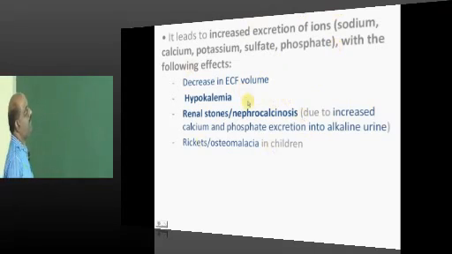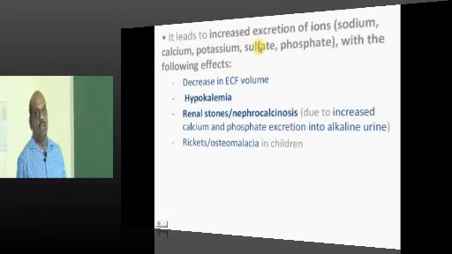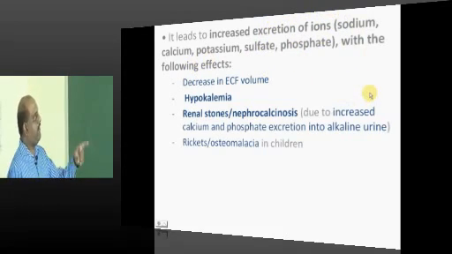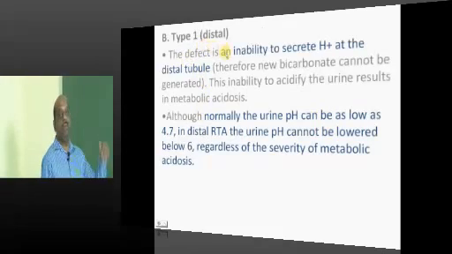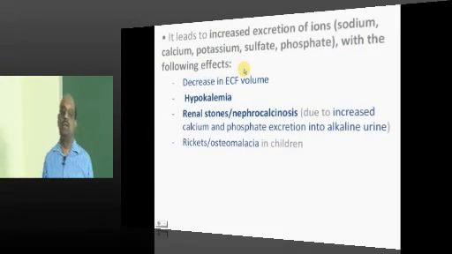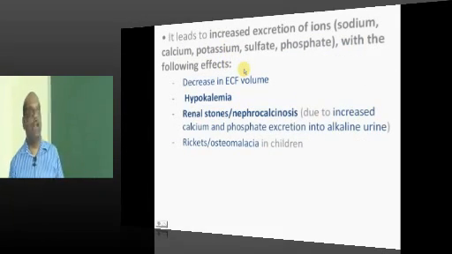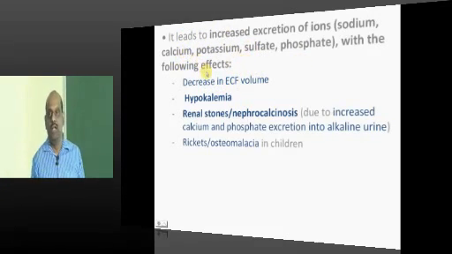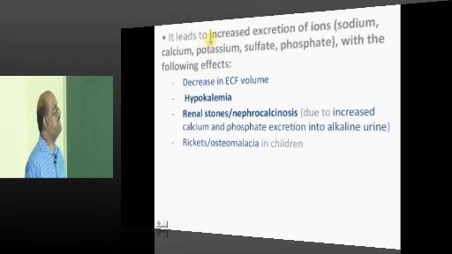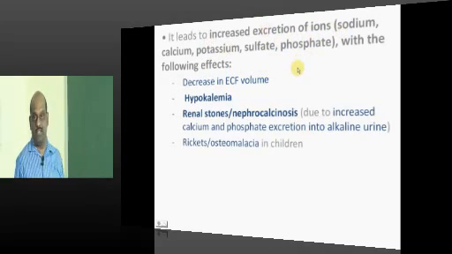Then what else will happen? There is an increase in loss of sodium, calcium, potassium, sulfate and phosphate. All these problems occur because the collecting duct and distal tubule are expected to retain sodium, retain potassium, retain phosphate, retain calcium. All those functions are also lost, hence there is an increased loss of all these ions.